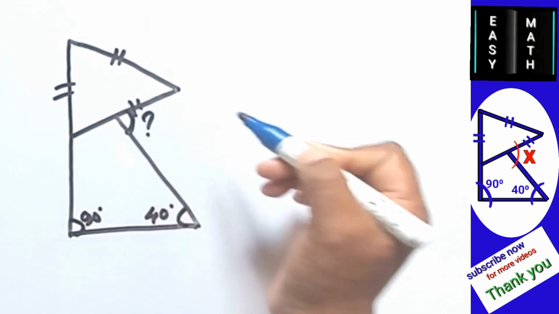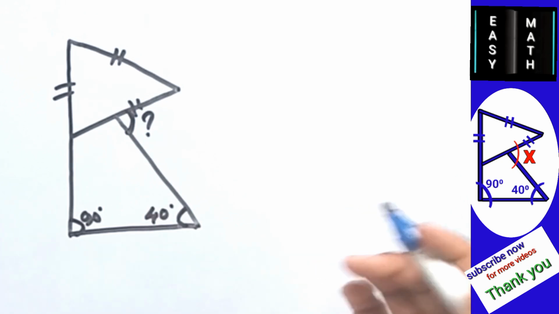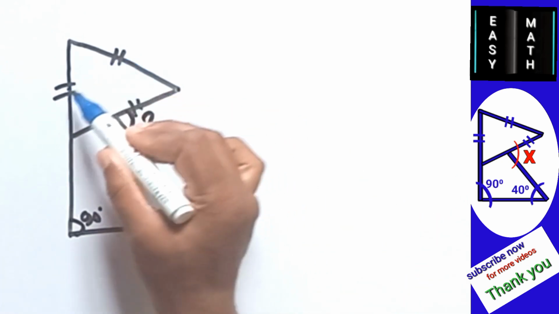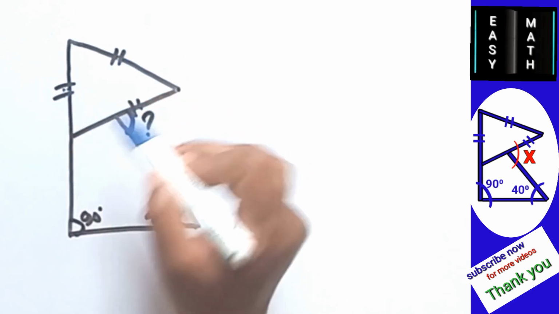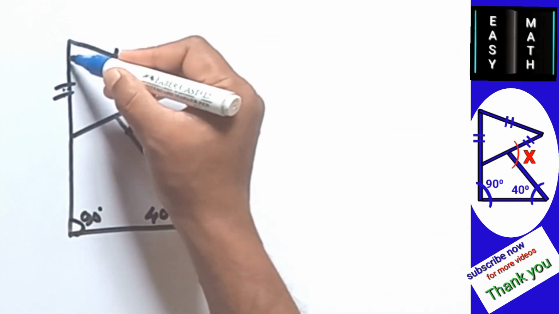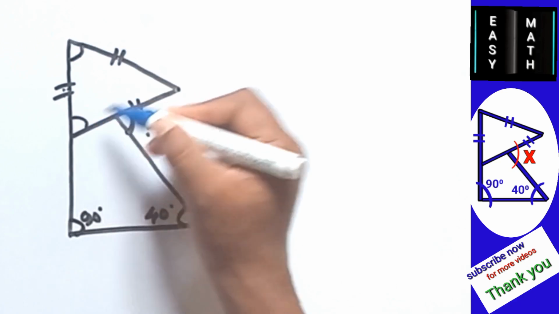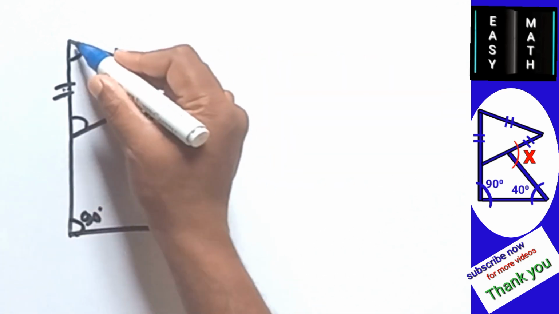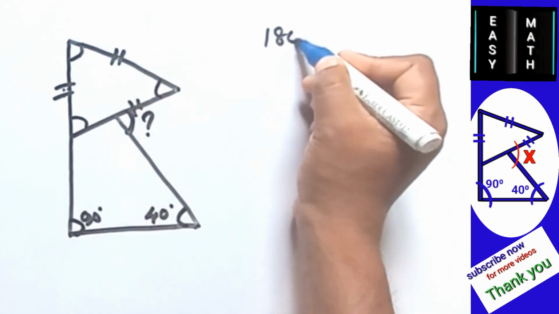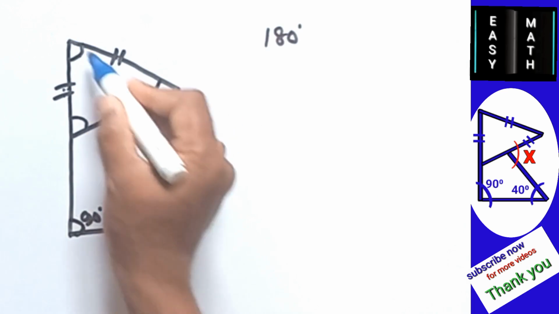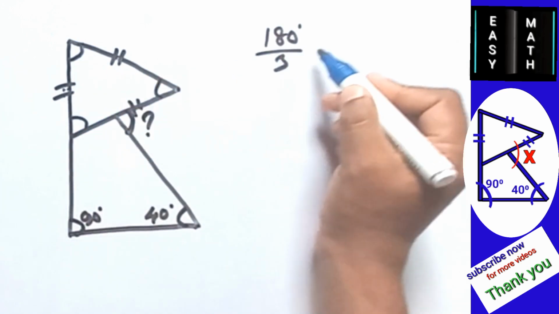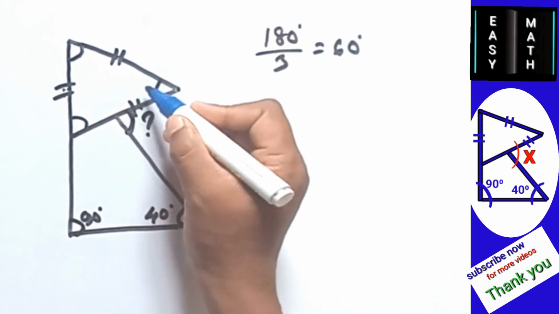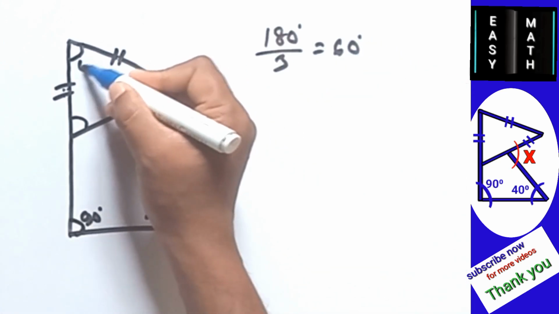What is the angle value? First, this triangle, all sides are similar, so we can write that all angles are similar, and so we know the total triangle value is 180 degrees and all the triangle is similar, so divide by 3, so that's 60 degrees. So all angles are 60 degrees.